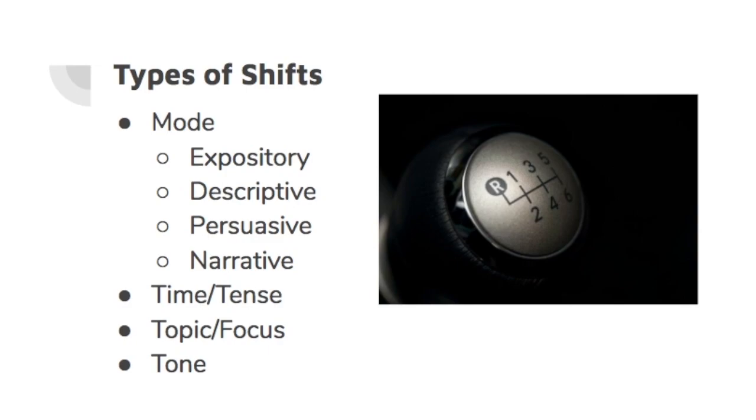So we're going to begin by talking about shifts in mode. And mode is basically the type of writing that occurs. So there's four different modes that the powers that be recognize as being different modes of writing: expository, descriptive, persuasive, and narrative. So expository writing, expository mode, is where you're providing information, and it's usually a logical appeal.